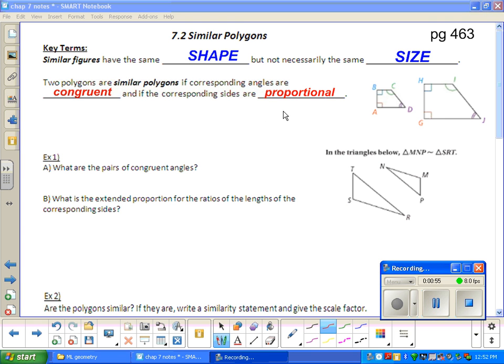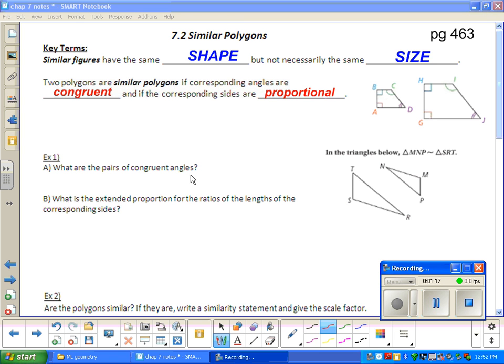So we could assume that these two polygons are similar. If you look, the angles are congruent and the sides look like they would be proportional, but we wouldn't be able to tell unless we're given a number for each side, which we'll get to here in a minute.